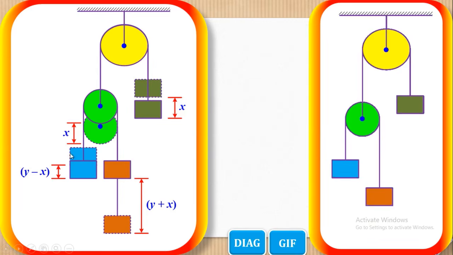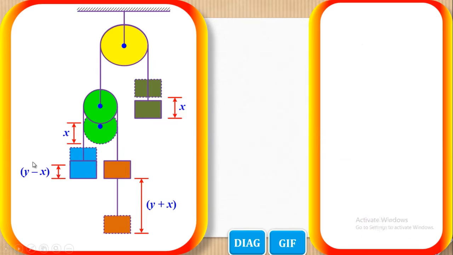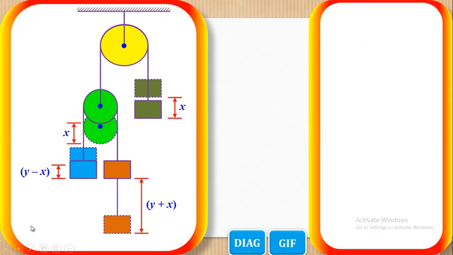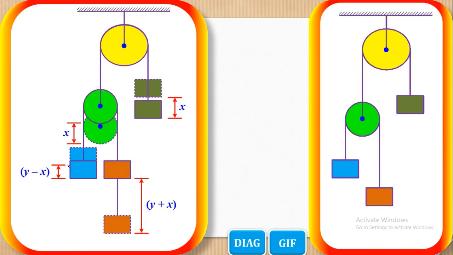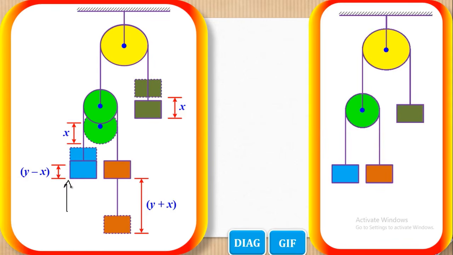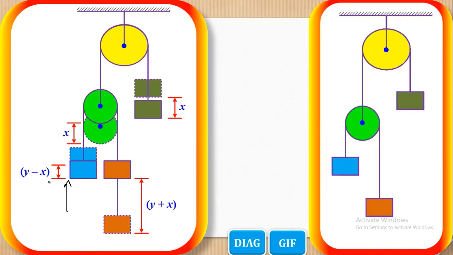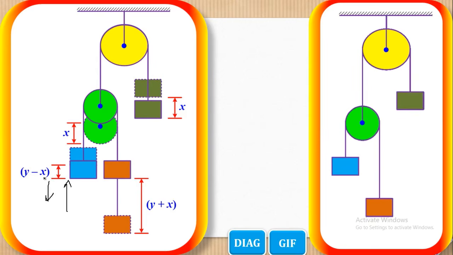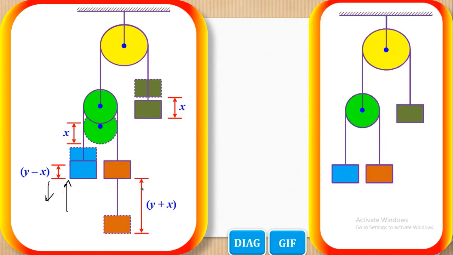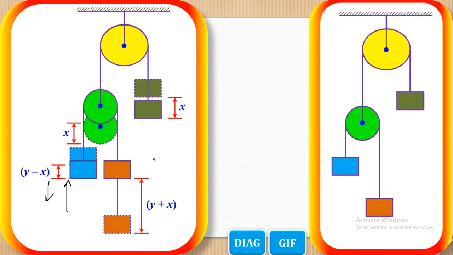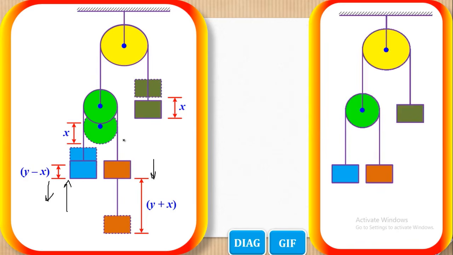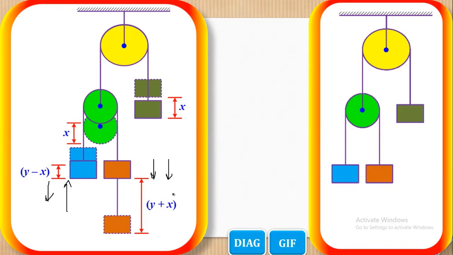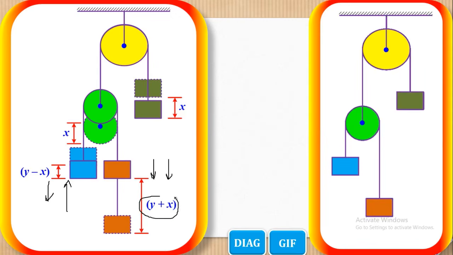the total displacement for this side will be y minus x. Why are we saying y minus x? It is because this one moved a distance y upwards, but this pulley moved a distance x downwards. So the resultant displacement will be y minus x because they are in opposite directions. When you come to this side, this one moved a distance y downwards, but this movable pulley also moved a distance x downwards. Because they are in the same direction, the resultant displacement will be the sum y plus x.